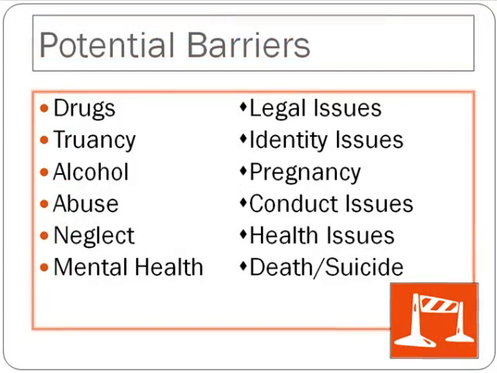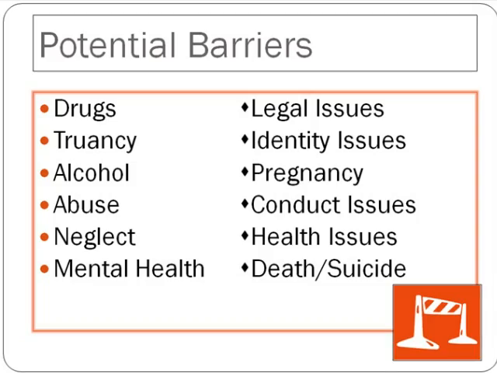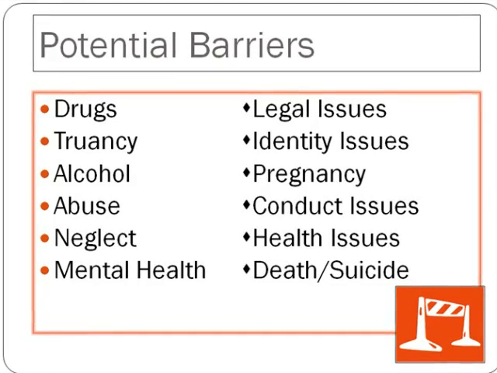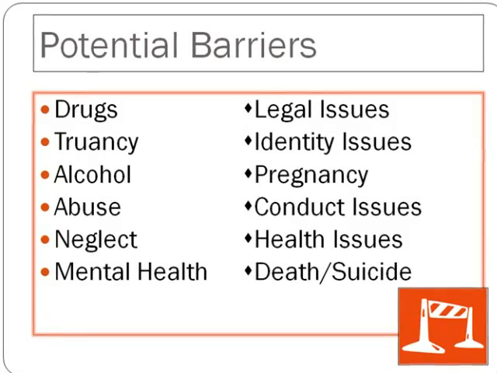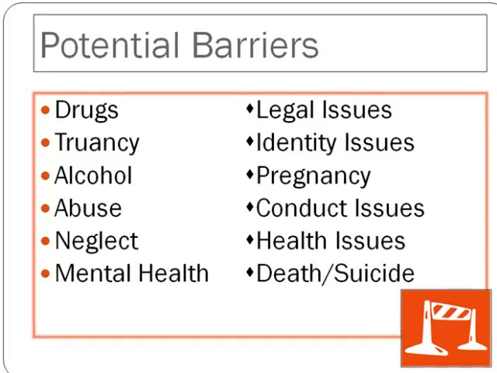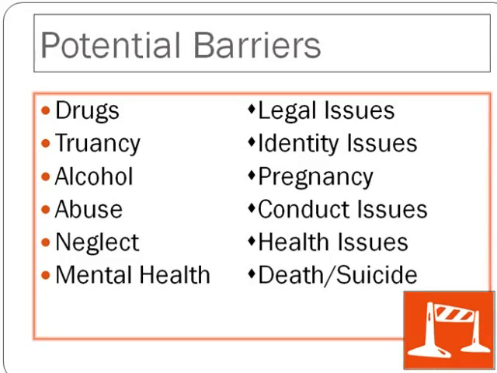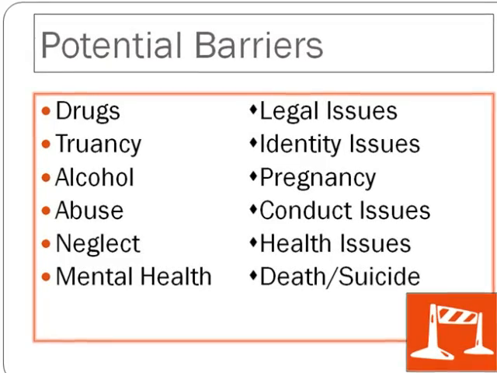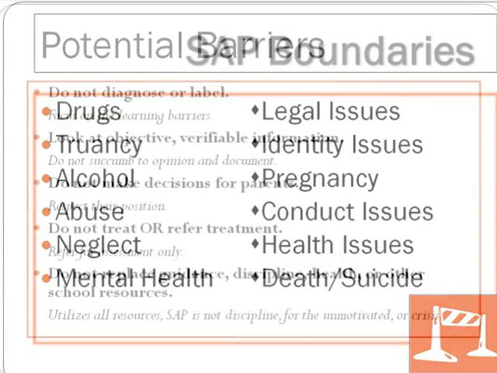There are many barriers to learning, but some examples are listed in this slide. They are drugs, truancy, alcohol, abuse, neglect, mental health, legal issues, identity issues, pregnancy, conduct issues, health issues, death, and suicide. What is a barrier? A barrier can basically be anything that gets in the way of students' learning and success.